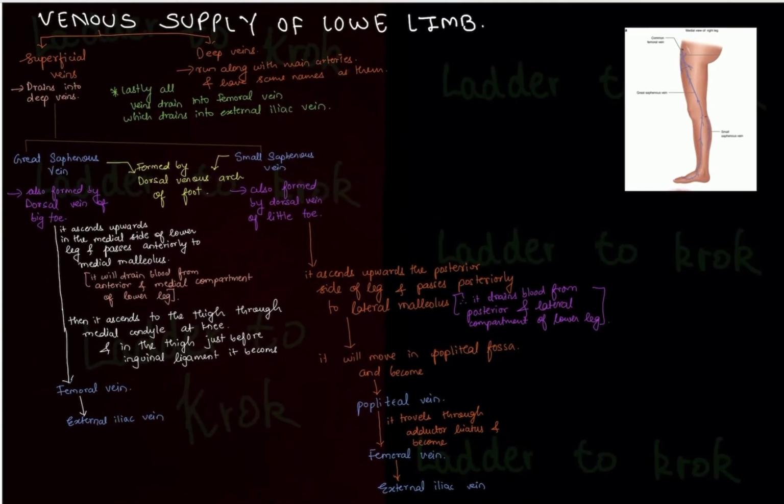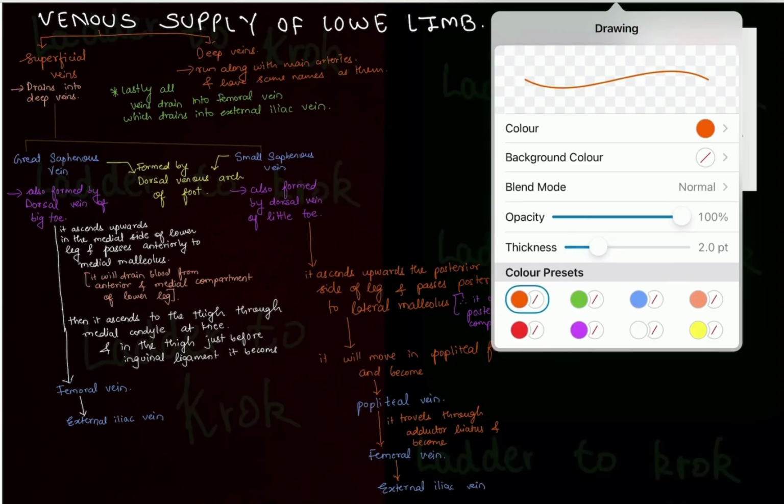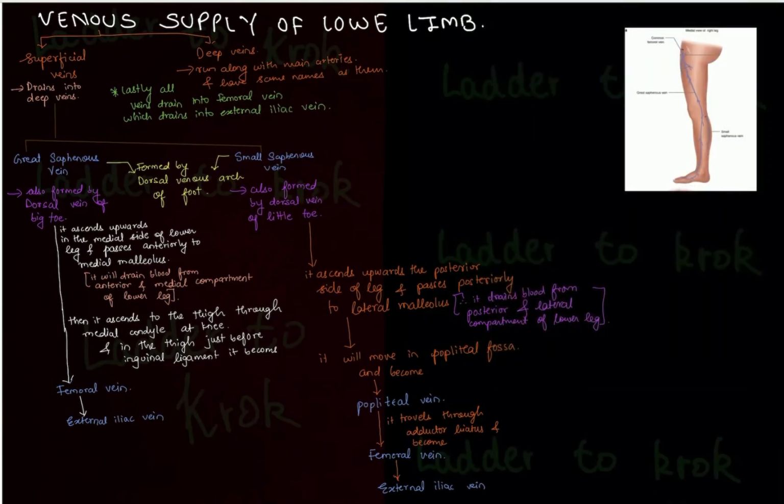Okay, this external iliac vein will further be drained by the inferior vena cava. Okay, that will open in your right atrium. So this was all about the venous supply of the lower limb. And there are a few more extra points you should know about this venous supply. So write down the topic.